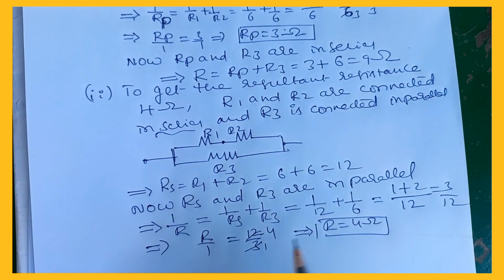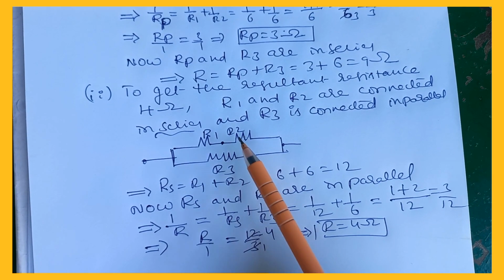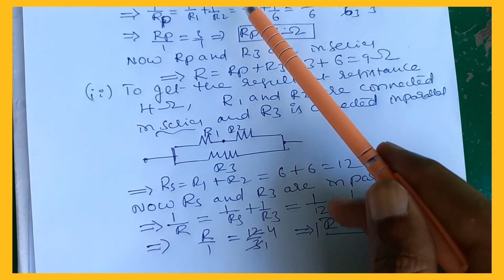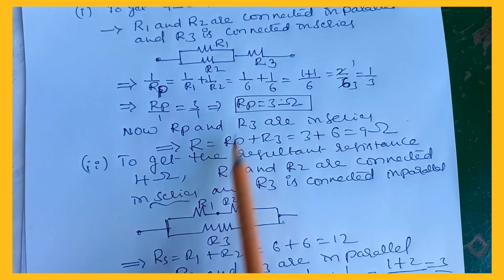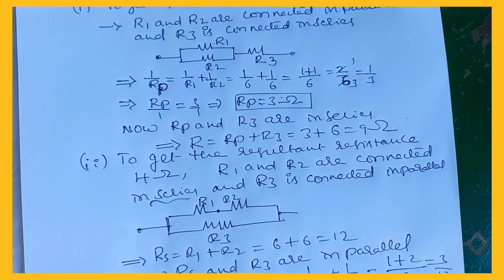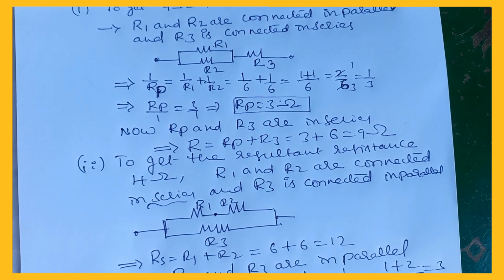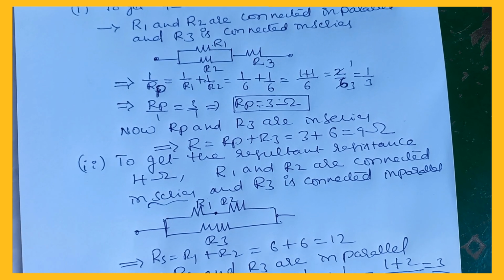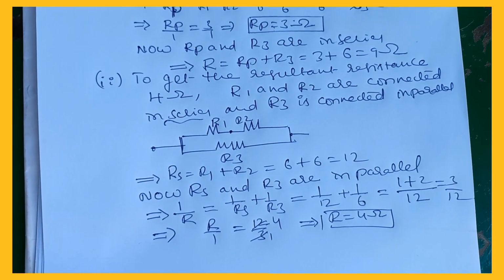So to get 4 ohms as the resultant resistance, two resistors are connected in series and the third one in parallel. To get 9 ohms as the resultant resistance, two resistors are connected in parallel and the third one in series. So this is question number 11 in the exercises, page number 193, NCERT CBSE 10th class science electricity chapter. Next, question number 12, let us see now.